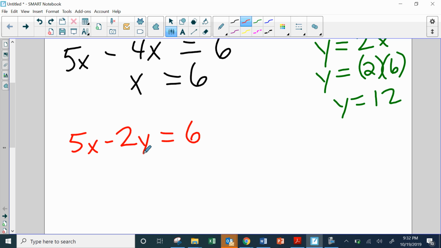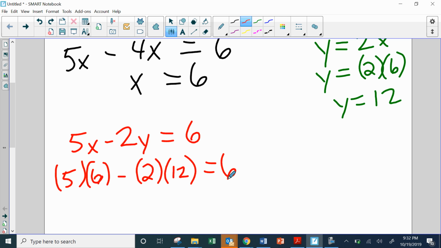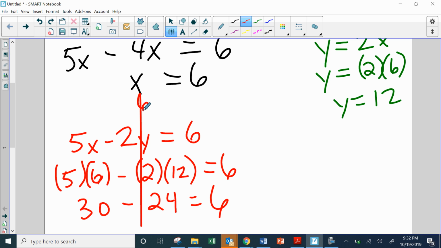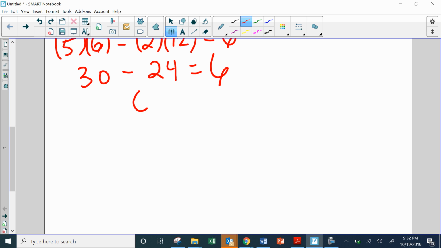I should be able to plug in 6 for x, so 5 times 6, subtract 2 times 12 equals 6. So let's see. 5 times 6 is 30. 30 subtract 2 times 12, which is 24, should equal 6. Yep, sure enough. 30 subtract 24 does equal 6. And that clearly equals 6.